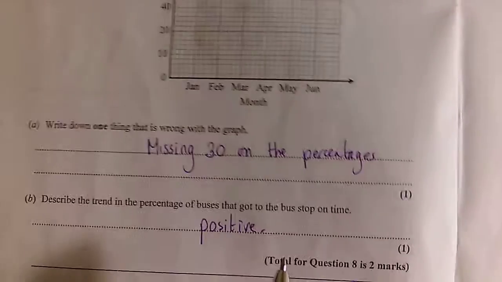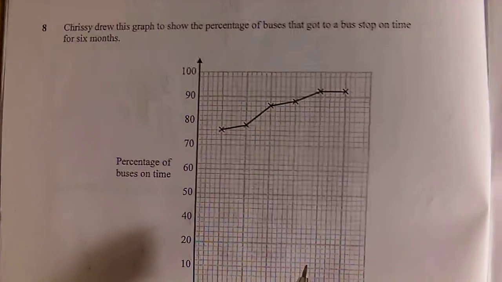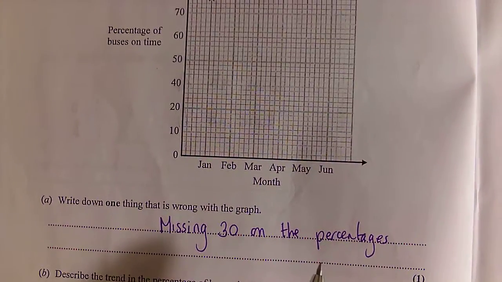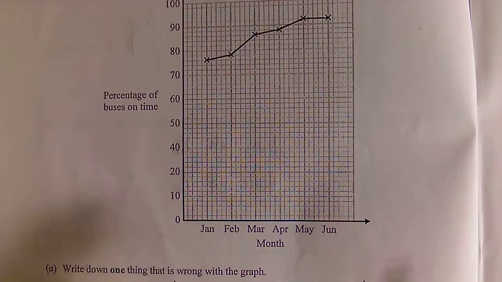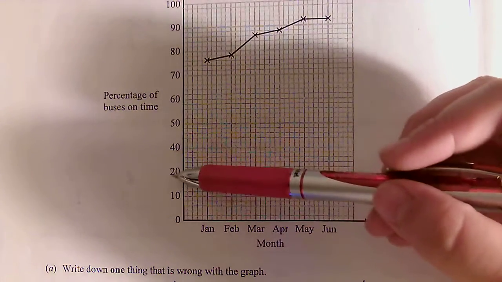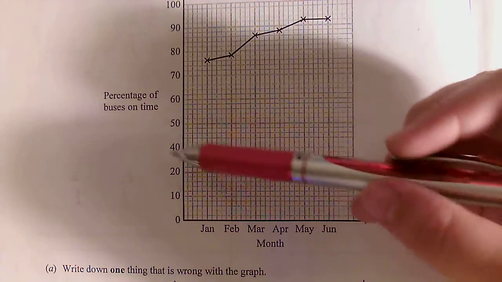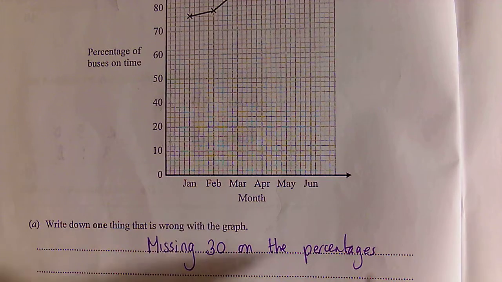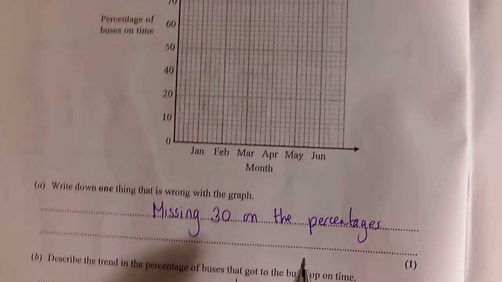And question 8. Chrissy drew a graph to show the percentage of buses that go to the bus stop on time for 6 months. Write down one thing that is wrong with the graph. Well, if you look at the axes here and really study it, it goes 10, 20, 40, 50. There's no 30. So you could say the scale isn't linear. It doesn't go up by the same amount each time, or it's missing 30 on the percentages. I've put missing 30. Most of you spotted that one.